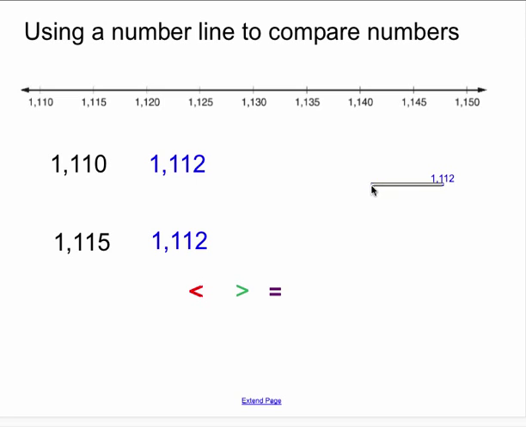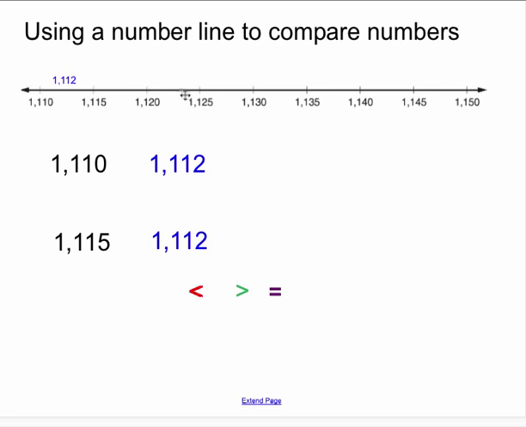I'm going to bring it down. Oh, sorry, students. There it goes. We're going to bring it down over this way. 1,110. This is 1,112. It's 2 numbers bigger. So I'm going to put it right here in between 1,110 and 1,115. That looks good. Now what I want to do is think about that number and how does it relate to the numbers on either side of it.